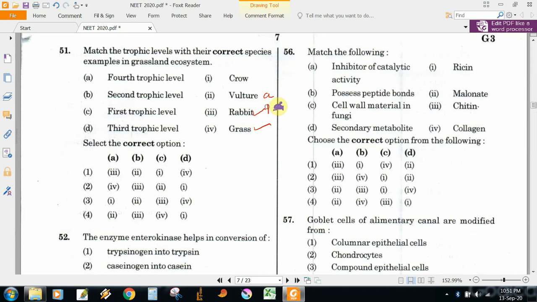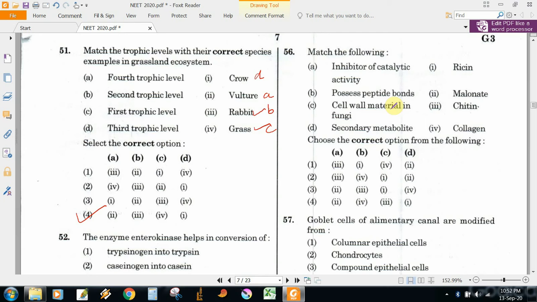So B and C, and finally the third trophic level we are having again a carnivore itself, but not a top carnivore. Right? So based upon this, you can see that the fourth option is the right one over here. Moving on, again I'm asked the following kind of question. The first one is inhibitor of catalytic activity. Next is presence of or possesses peptide bonds.